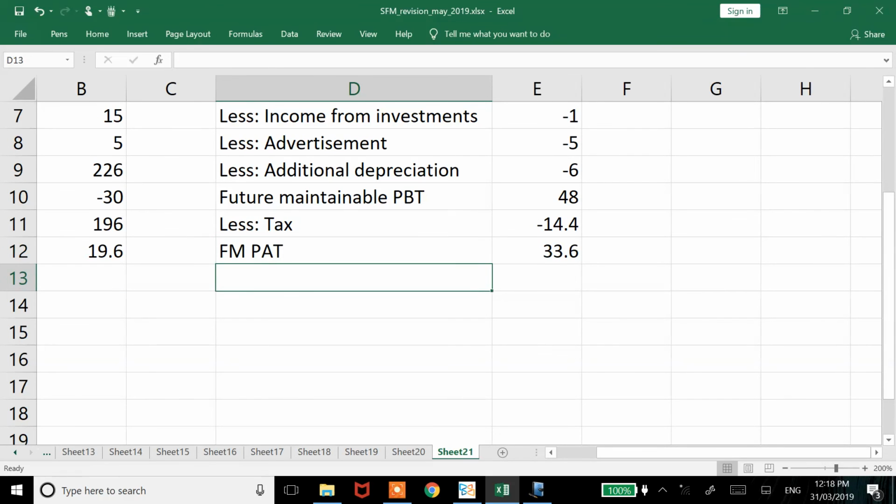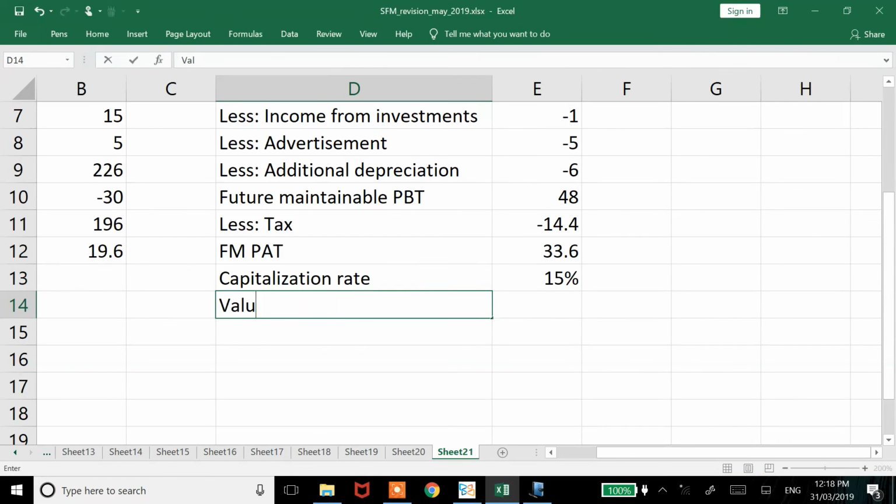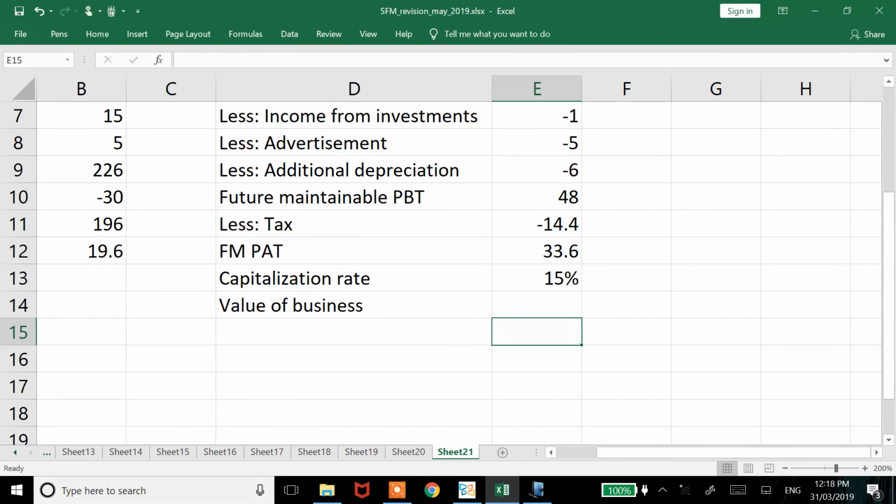I'll divide this by the capitalization rate. Capitalization rate, how much have they given? 15%. My assumption is that whatever PAT is calculated, this does not include any interest deduction. That's my assumption, which is what the institute has done.